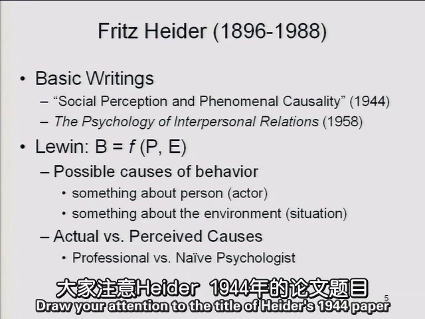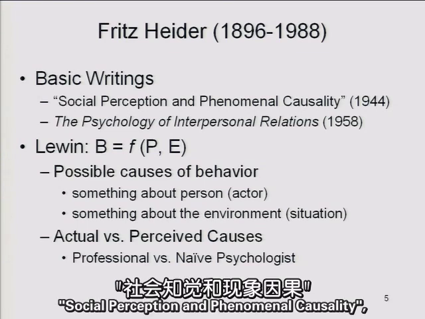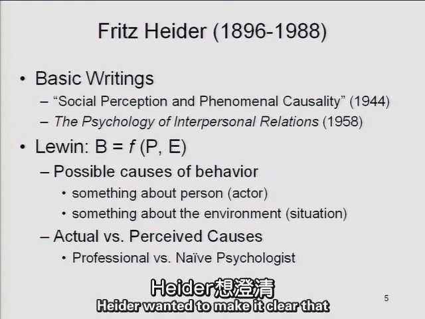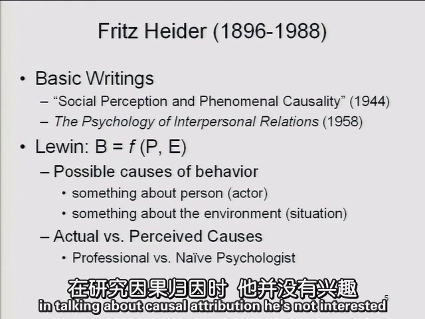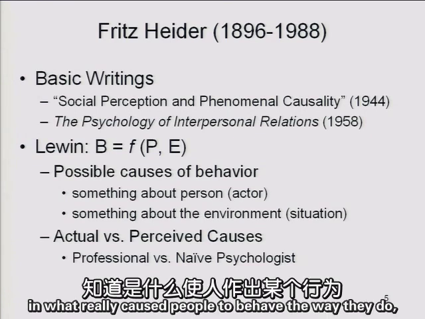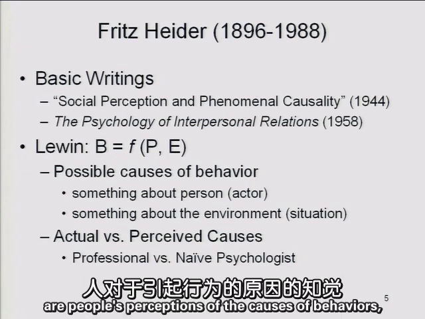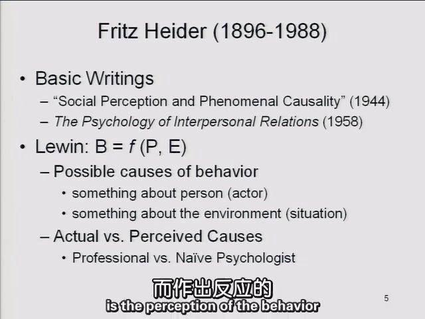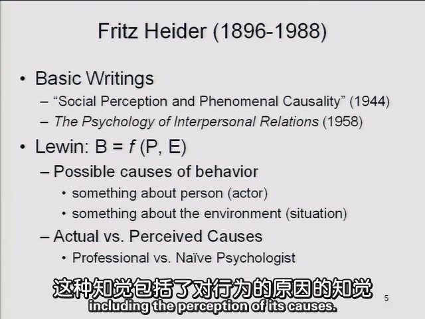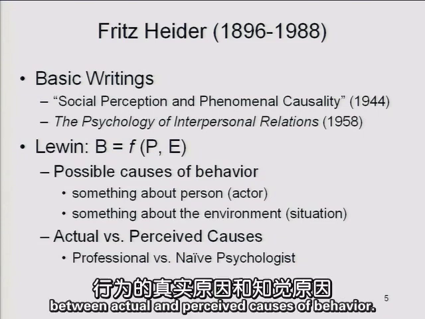Draw your attention to the title of Heider's 1944 paper, Social Perception and Phenomenal Causality. Heider wanted to make it clear that in talking about causal attribution, he's not interested in what really caused people to behave the way they do. That's a scientific task. What he's really interested in are people's perceptions of the causes of behavior. He says that's what they react to. It's the perception of the behavior, including the perception of its causes. So he made a distinction between actual and perceived causes of behavior.